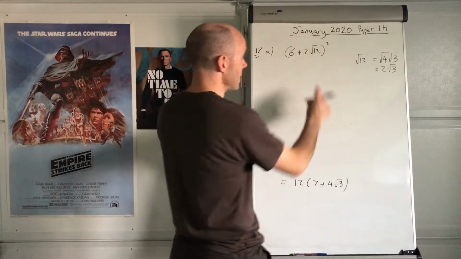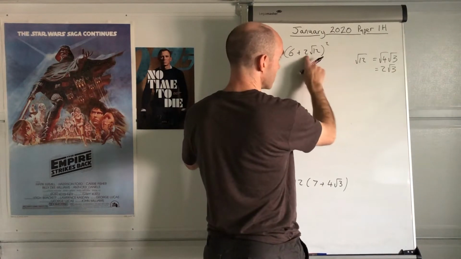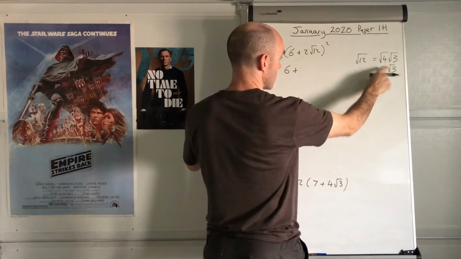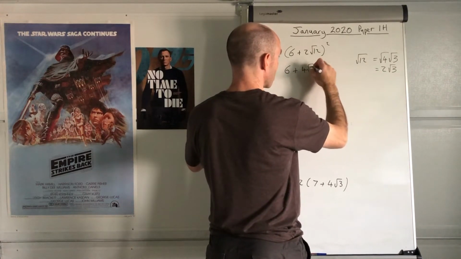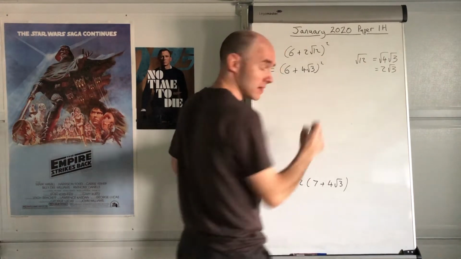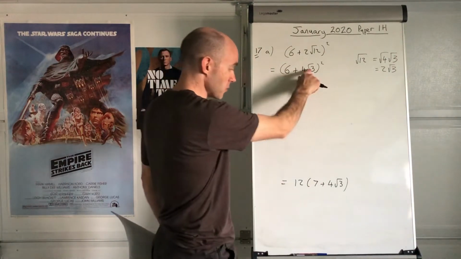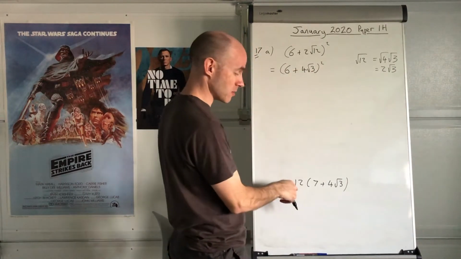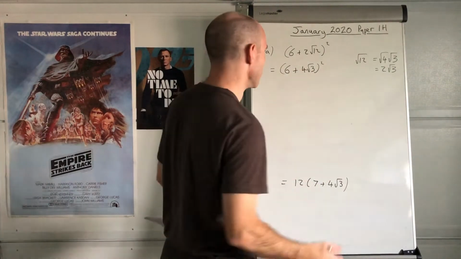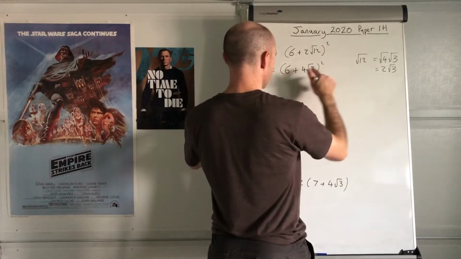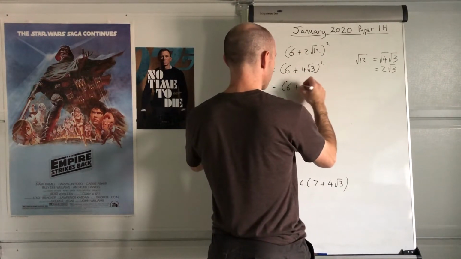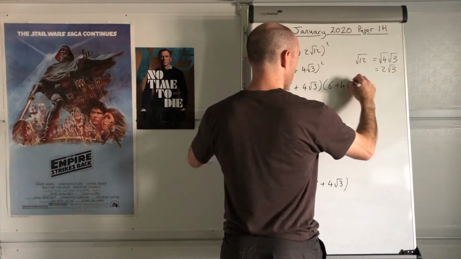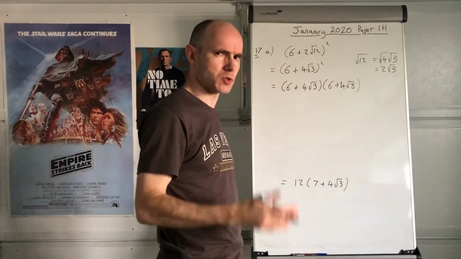So 2 times root 12 is 2 times that. This is the same as 6 plus 4 root 3, squared. The reason I say that is because then you've got the root 3 in place. It should then just be a case of expanding the brackets, taking a factor 12 out, and you've got your answer. Might make things a bit easier. So let's expand the brackets. That is of course the same as 6 plus 4 root 3 times 6 plus 4 root 3. You don't really need this stage, but I would recommend it to make sure you don't make any mistakes.